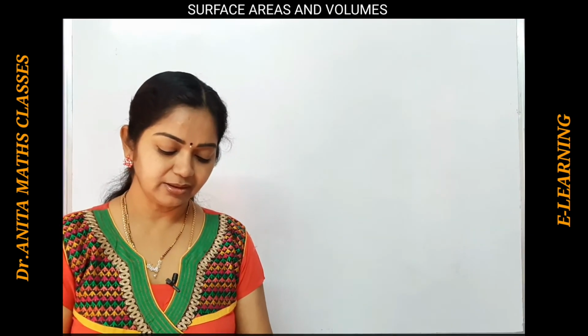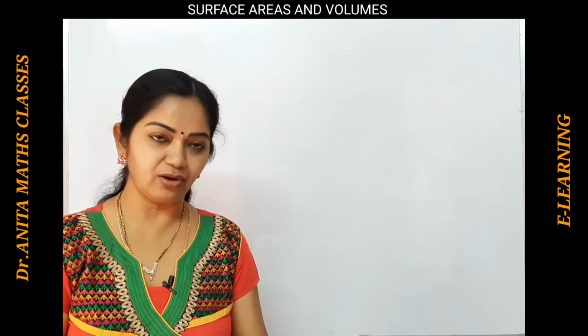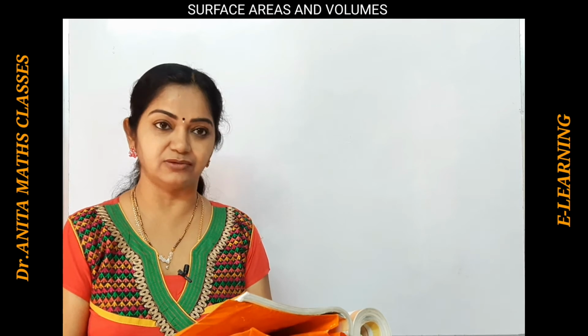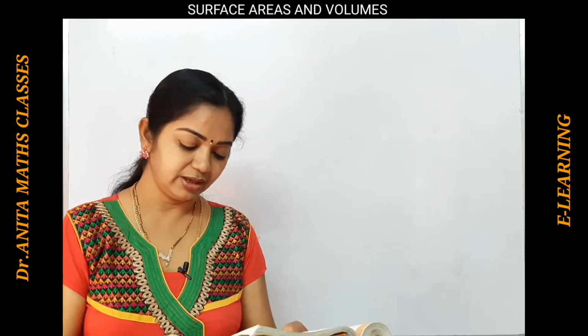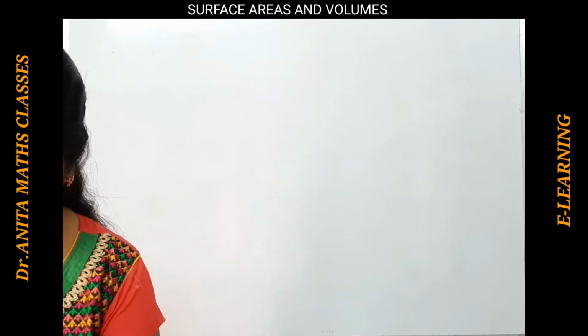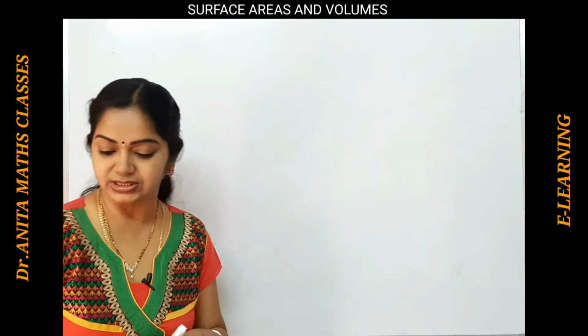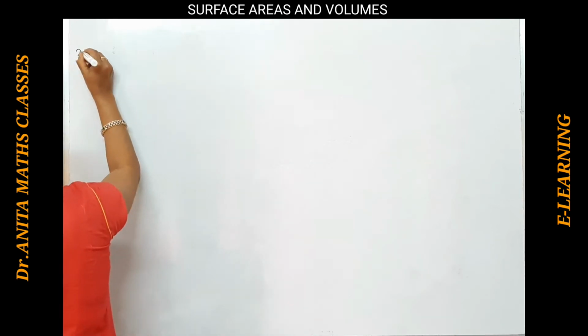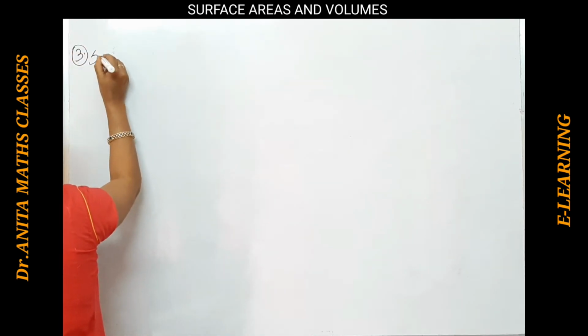The third one, I'll read out. The curved surface area of a cone is 308 centimeters square and its slant height is 14 centimeters. Find the radius of the base and the total surface area of the cone. So we have to find the radius as well as the total surface area given the curved surface area. With the known things, we have to find out the unknown things.